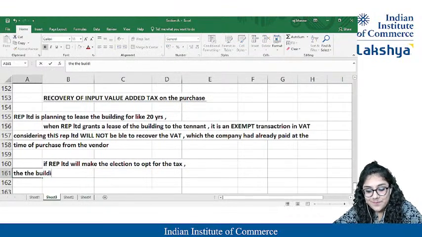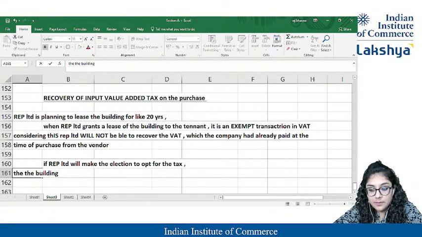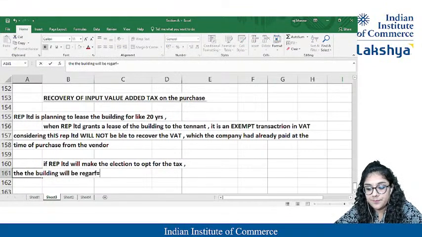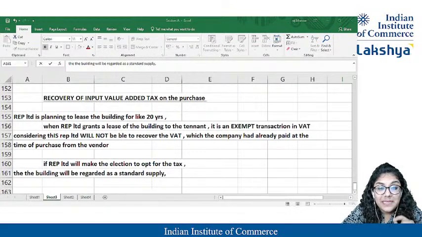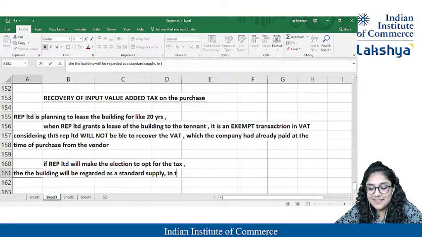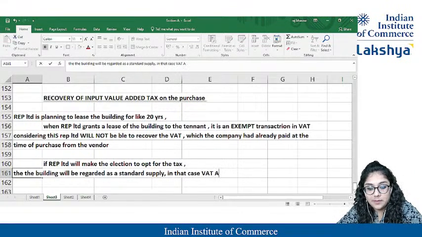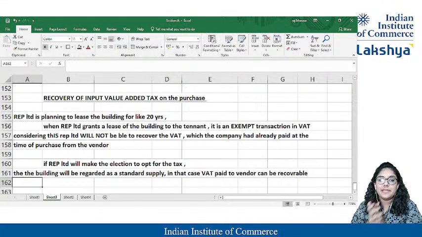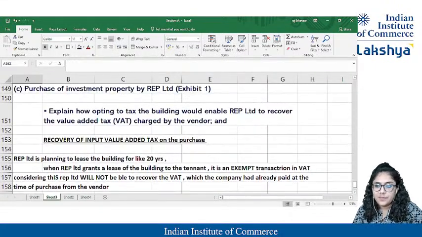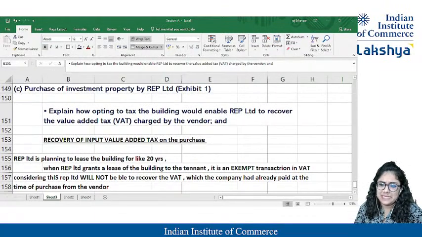Then the building will be regarded as a standard supply on which VAT can be charged, and in that case VAT paid to the vendor can be recoverable, guys. In that case VAT paid to the vendor can be recoverable. I hope everybody got it clear. Yes. So this is the first thing which we could easily manage.